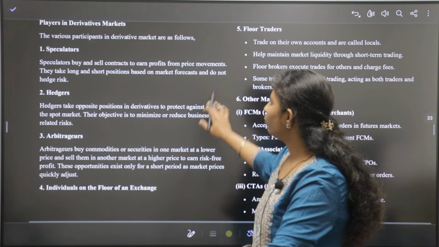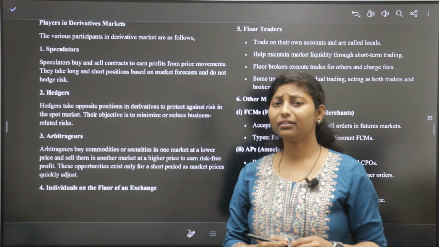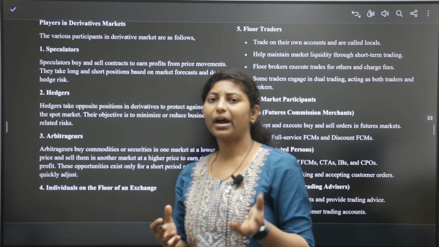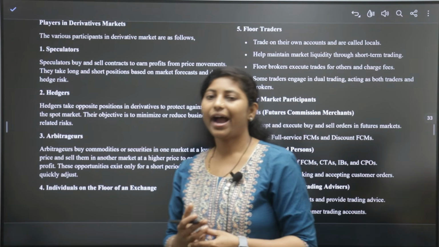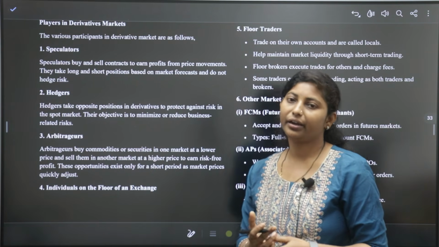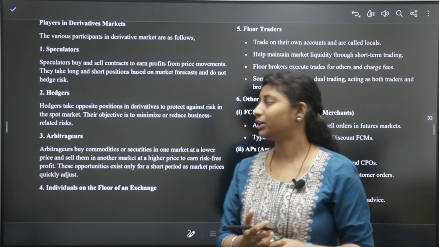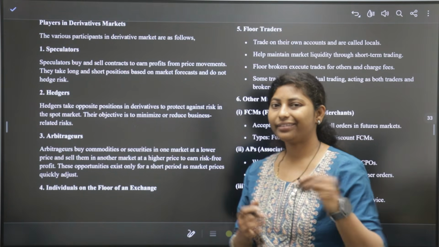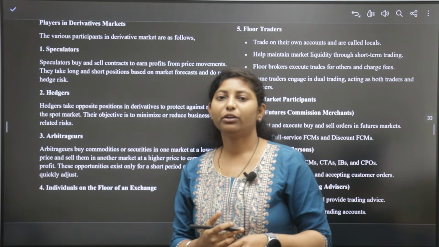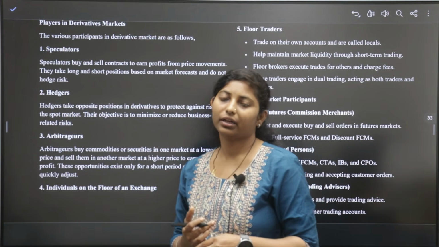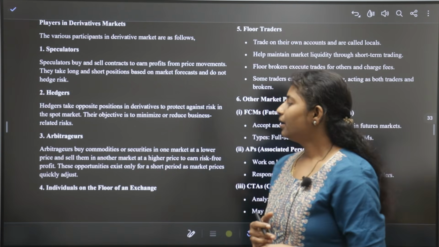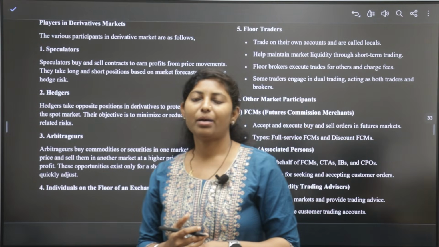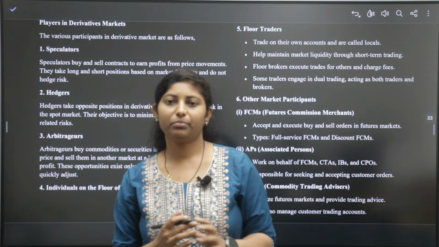First are the speculators. They buy and sell contracts. Their intention is to buy at a lower price and sell at a higher price, to make higher returns and higher profits. Such persons we call speculators. Next, hedgers, they take the opposite position to the speculators. They don't want to take much risk, they want to play safe in the market. Next we have arbitrageurs. They want to make a small amount of profit, very cautiously.